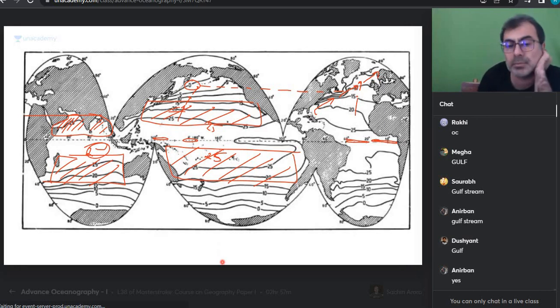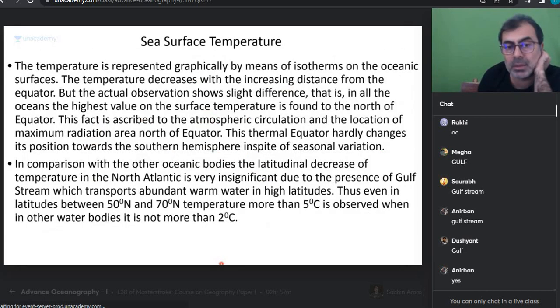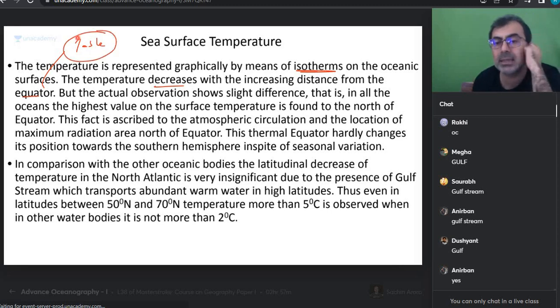Is the map also clear to all? The data was there, I got that done, and the map also. Sea surface temperature is generally represented by isotherms. Temperature decreases with increasing distance from the equator. So is it better to give it as a table? Instead of a sentence, we can write this. Yes or no? But the actual observation shows a slight difference. The highest value of surface temperature is found to the north of the equator.